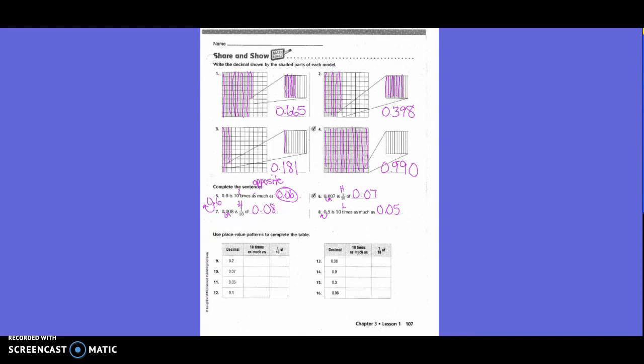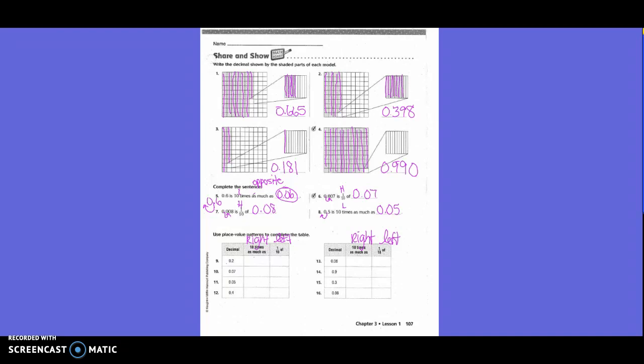Right? Okay, use place value patterns to complete the table. So now this time, we can actually say you're going right or left, right? So if you want 10 times as much, we talked about how if we want 10 times as much, we want a bigger number, so we're going to the right. If we want 1/10 of a number, we're going to the left, because you're only getting a little part of that number, right?